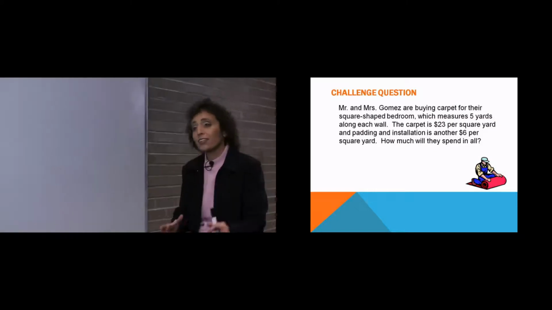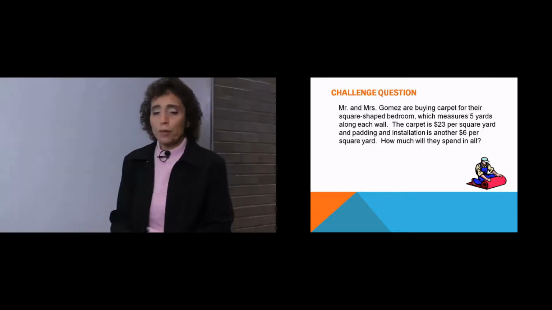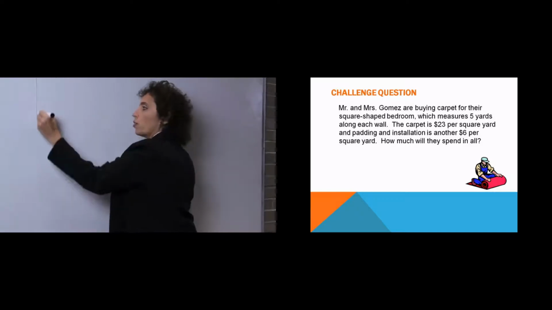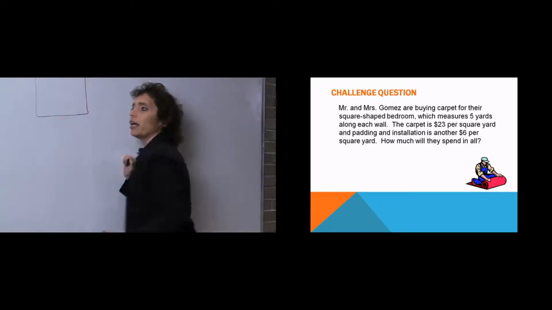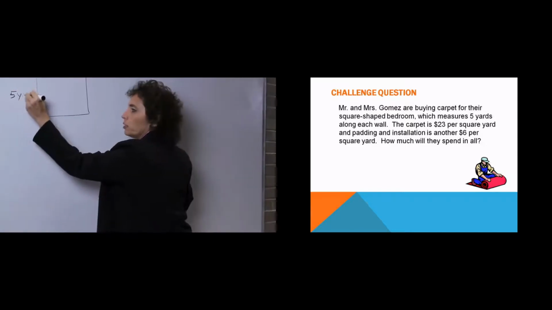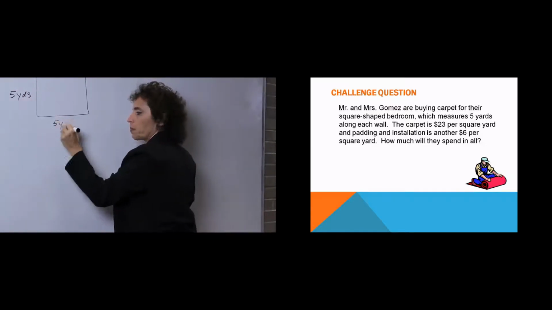All right, let's take a look at this word problem. Mr. and Mrs. Gomez are buying carpet for their square-shaped bedroom, which measures 5 yards along each wall. So it's 5 yards here, 5 yards here.